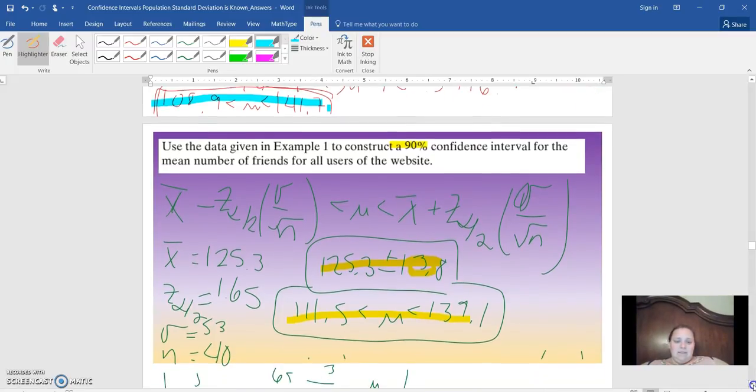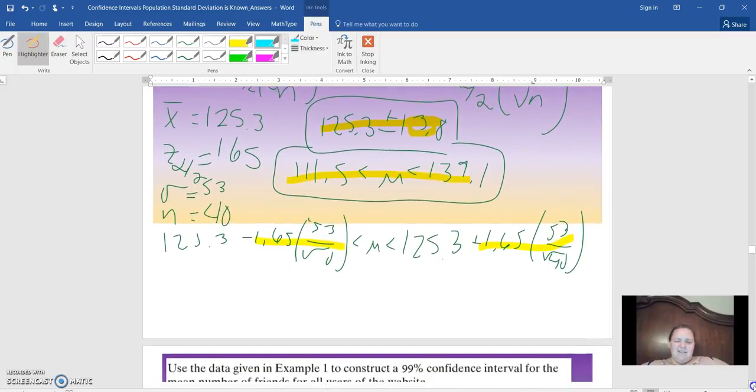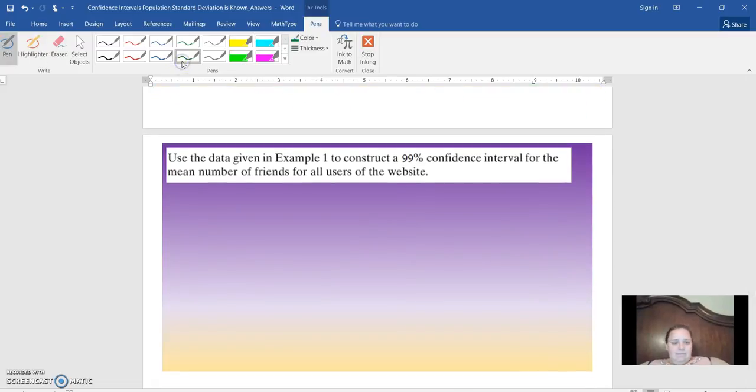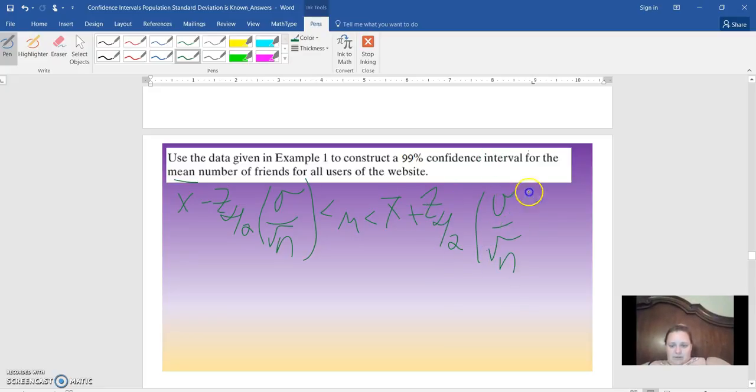Let's see. I think it's next. Yeah, 99. Same thing. X bar minus z alpha over 2 times sigma over square root n, and mu, X bar plus z alpha over 2 times sigma over square root n. And we need all those numbers. X bar was the 125.3. z alpha over 2 for 99% is 2.58.